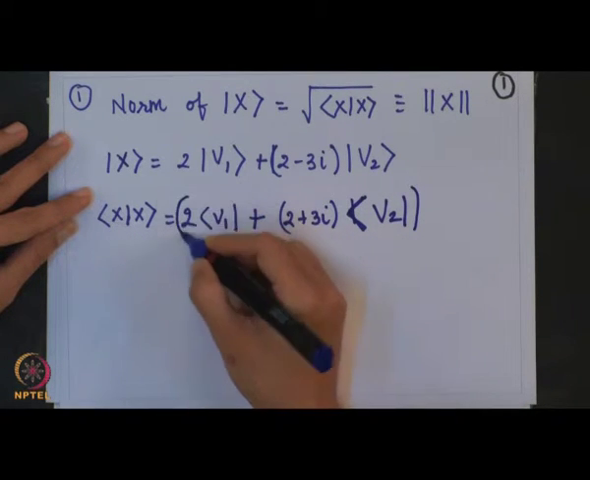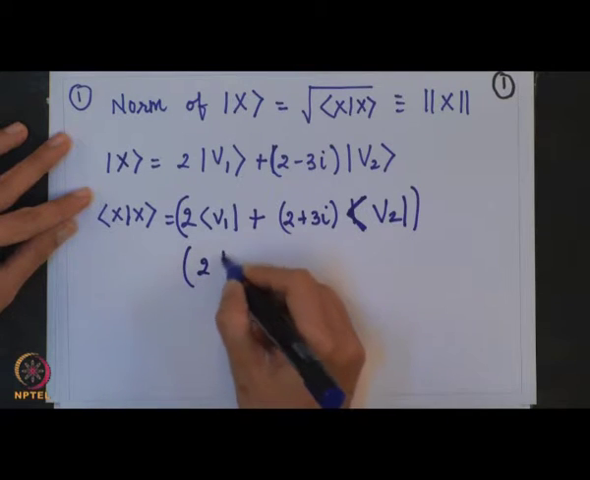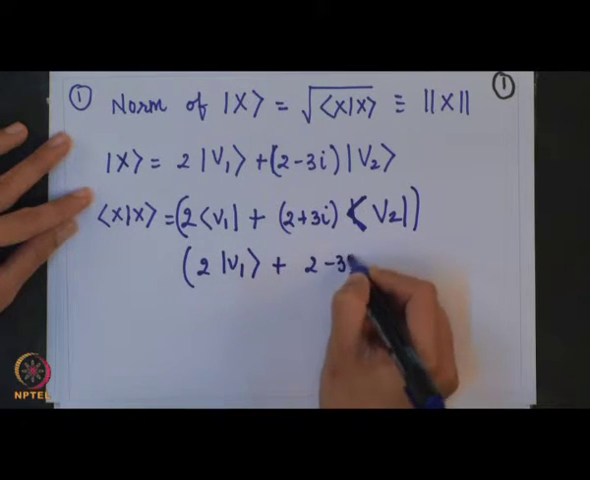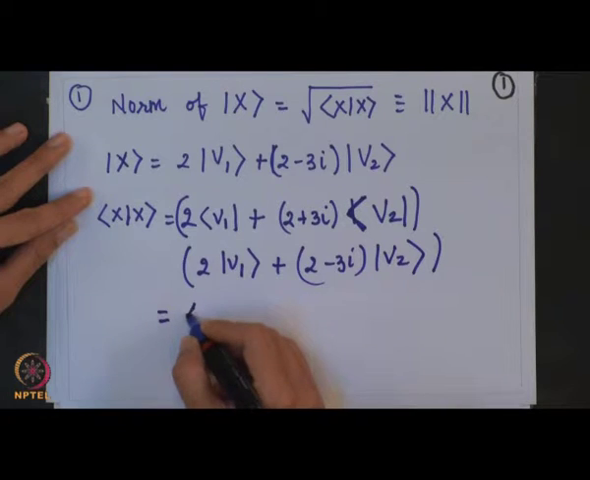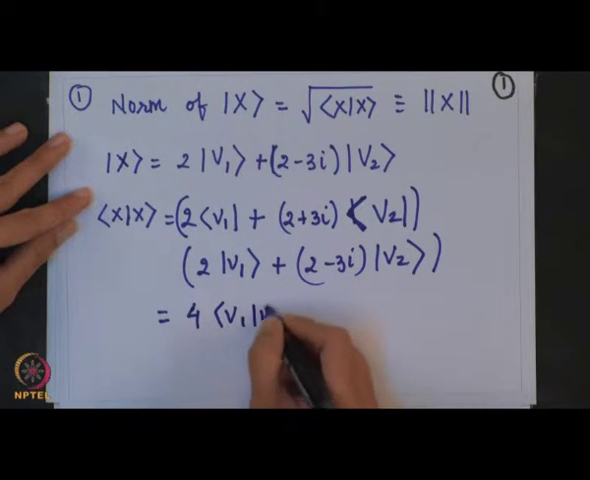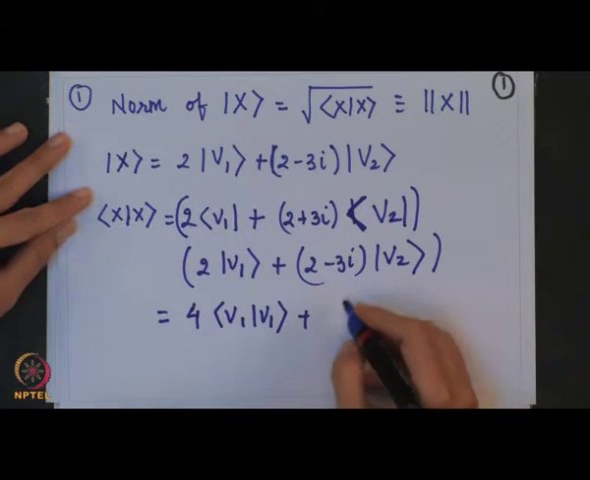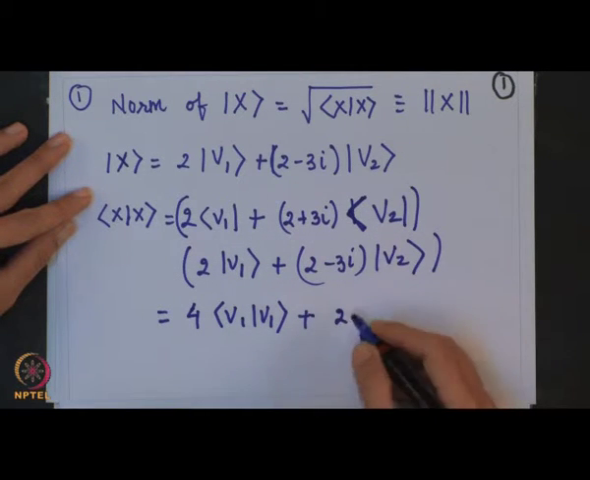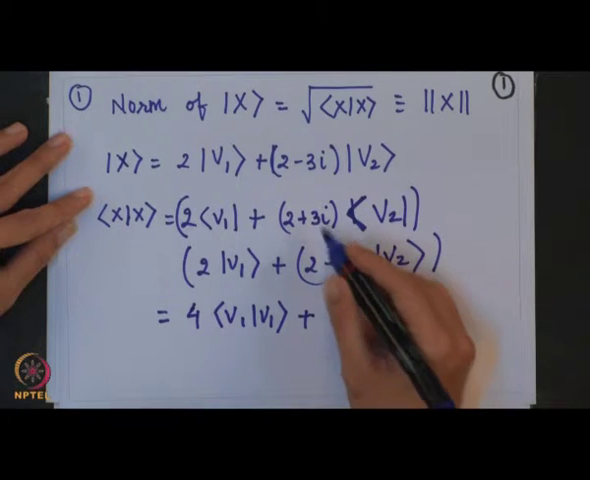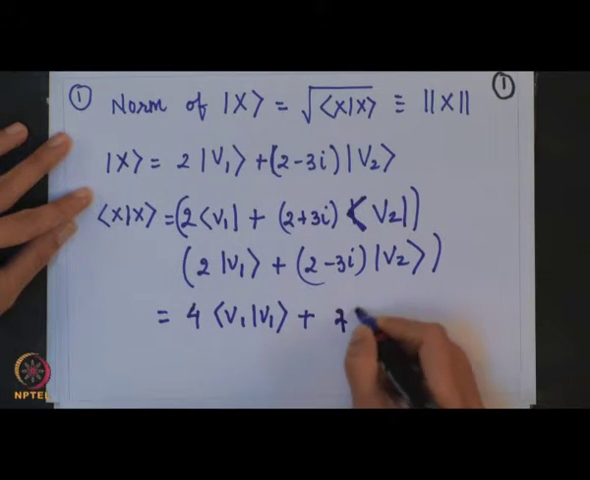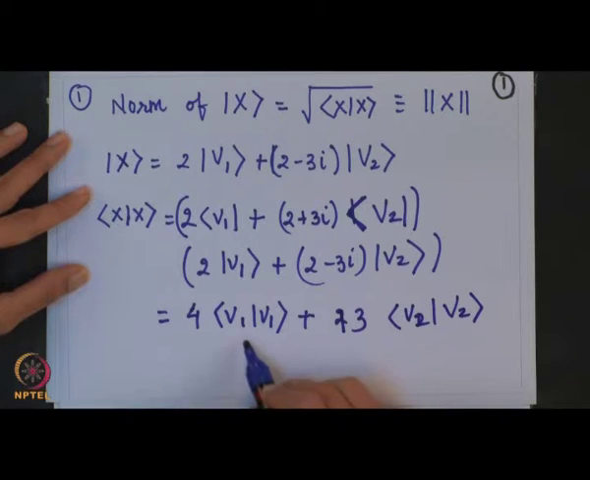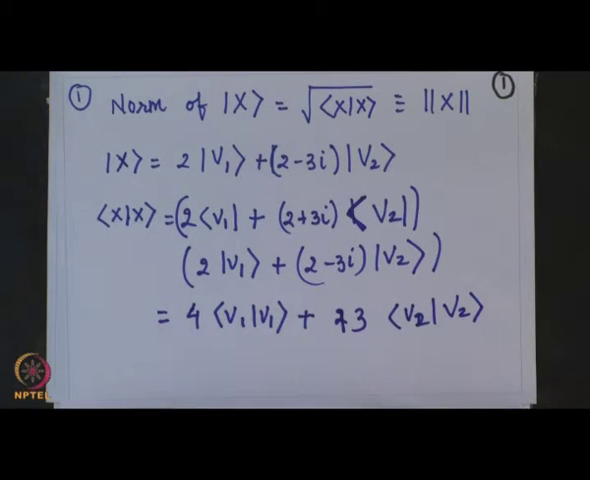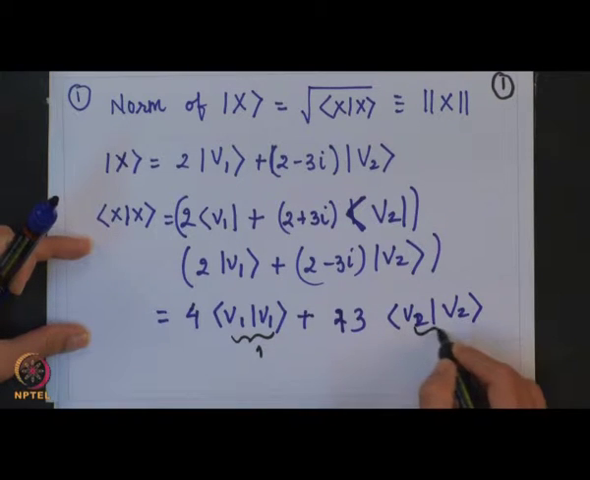This is the first term, and the second term would be 2v1 plus (2 minus 3i) v2. Now it is very simple to evaluate this. This will give me 4 <v1|v1>. Let me calculate these square terms first, then we write the cross terms. (2 plus 3i) into (2 minus 3i) will give 4 plus 9, that is 13, times <v2|v2>. And we know that these are normalized eigenkets, so the norm of this would be 1.